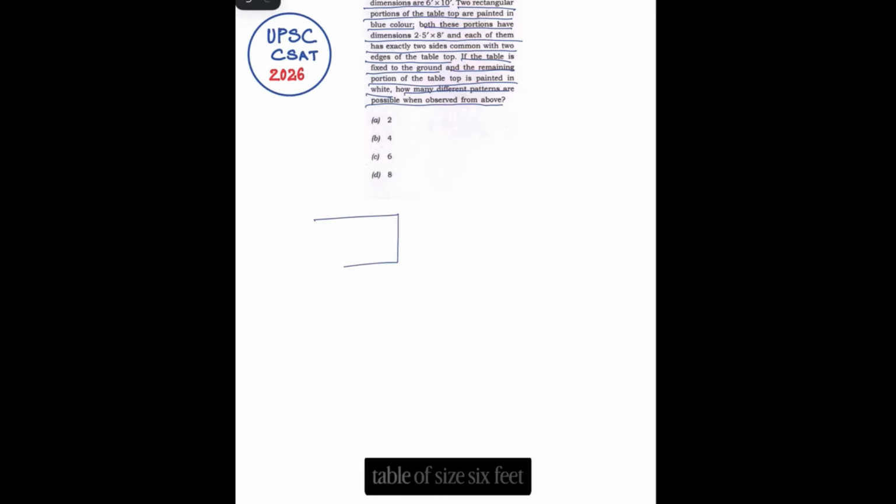So there is a rectangular table of size 6 feet by 10 feet and there are two blue rectangular portions of size 2.5 feet by 8 feet, and each blue portion is placed on the table such that they touch exactly two sides of the table, and the remaining portion is painted white and the rectangular portions are painted blue. Now the question asks how many such different patterns are possible.